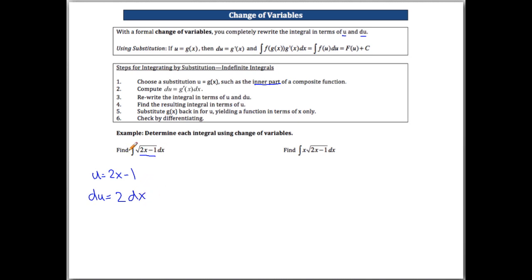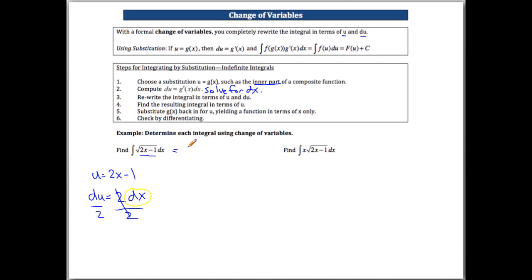Now, if we want to write this entire thing in terms of u's and du's, well, I know 2x minus 1 equals u, so that's an easy one. But what does dx equal? So what we're actually having to do is solve for that dx right there. Okay? So right here, you might want to add in a little note to solve for dx. We can do that here by dividing by 2. So dx equals du over 2.